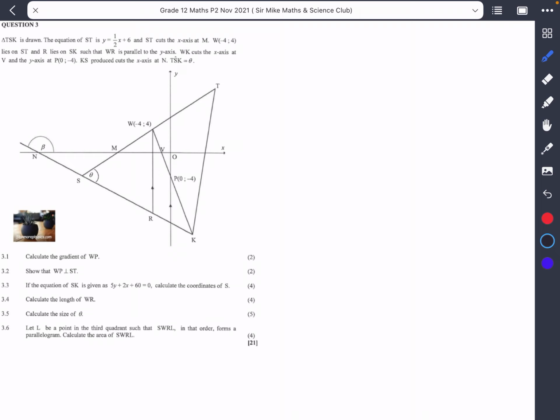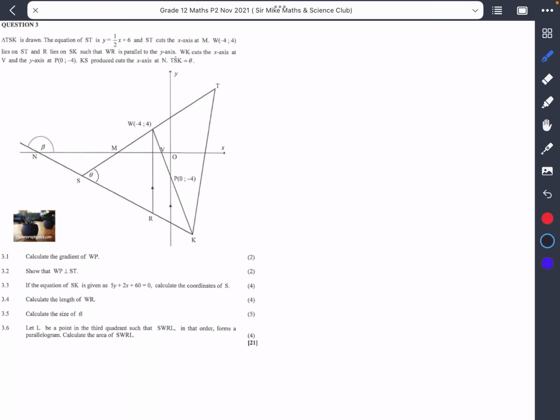What we can also note, which isn't said in the diagram, is that we also have beta, so we have that angle there. Now, for 3.1, they say calculate the gradient of WP. I'm sure that should be fairly simple.